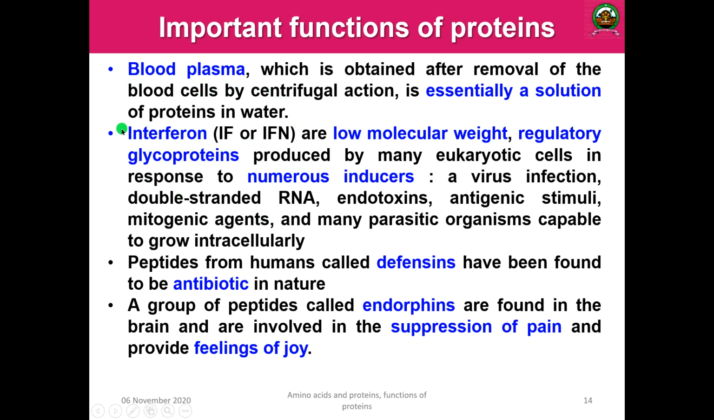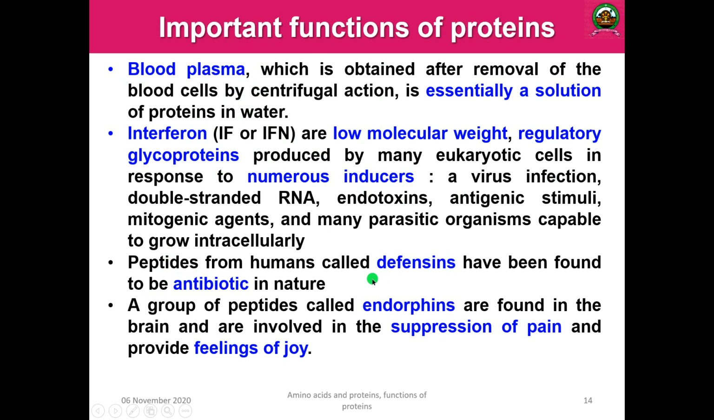There are certain glycoproteins called interferon. They are very, very important. These are low molecular weight regulatory glycoproteins produced by several eukaryotic cells in response to numerous inducers such as a viral infection, double-stranded DNA, endotoxin, antigenic stimulus, mitogenic agents, and many parasitic organisms capable of growing intracellularly. Immediately the body will produce interferon that indicates the invading of all these agents. So there are certain proteins that will represent this.